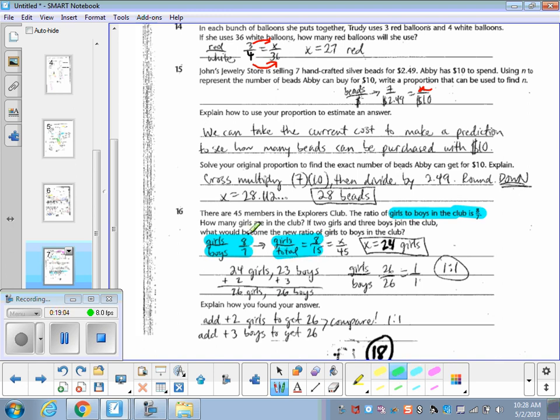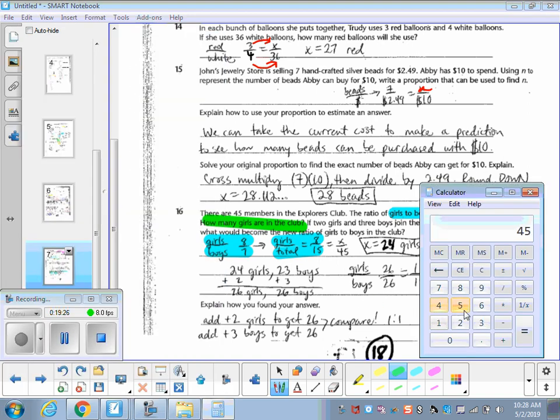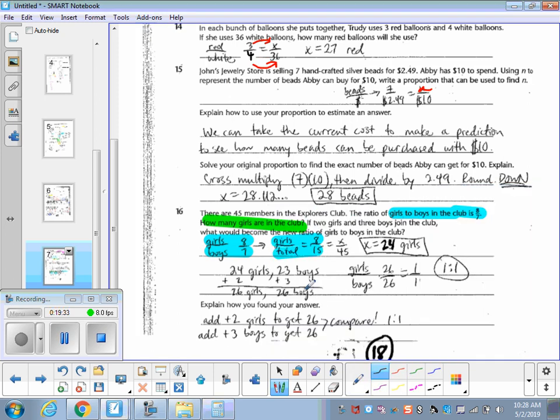I can use that to then try to figure out how many girls are in the club. If 8 out of every 15 people are girls, how many out of the total 45 members would be girls? And once again, you can just cross multiply and divide. 8 times 45, and then divide by 15, and we'd get that 24 are girls. What that means then, if there are 45 people total, and we know that 24 of them are girls, that means we're going to have 21 boys. So let me fix this. That means we have 21 boys and 24 girls.